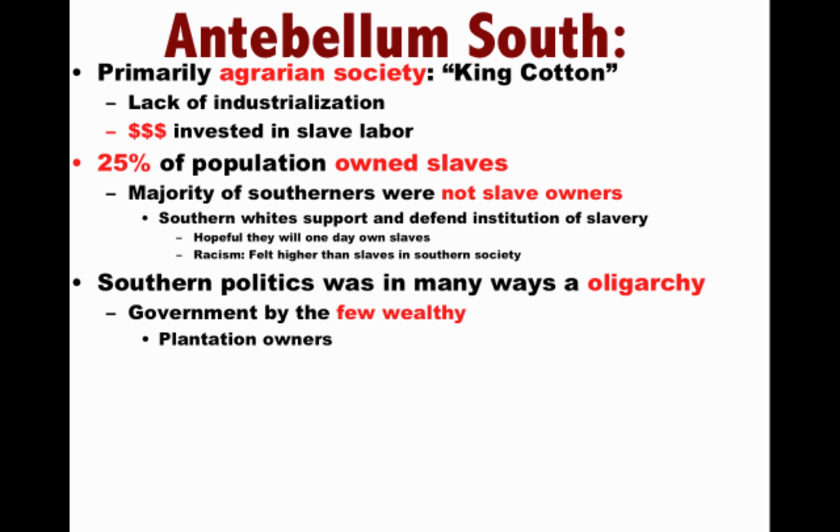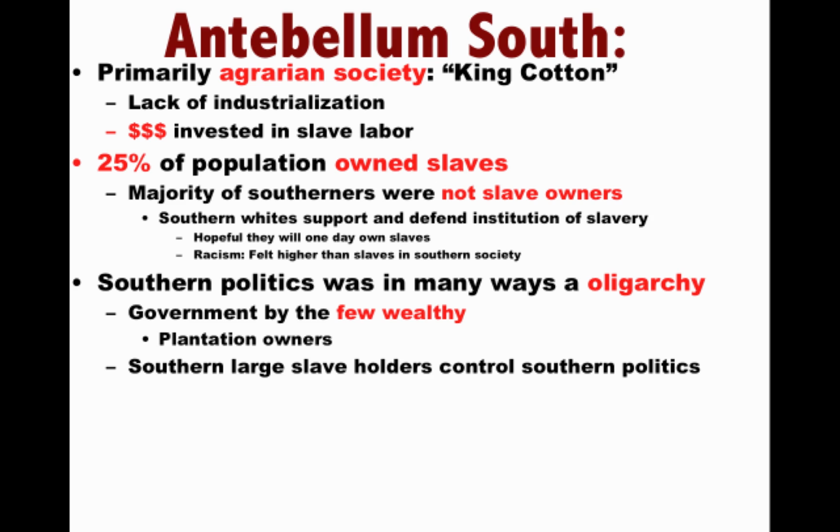In terms of Southern politics, it was in many ways an oligarchy, meaning a government by the wealthy few. The people who really controlled Southern politics were the plantation owners, those people who typically owned more than 100 slaves. The South was very undemocratic. There was a huge gap between the rich and the poor, and it was large slaveholders controlling Southern politics. They are the ones dominating the legislatures of the different states.